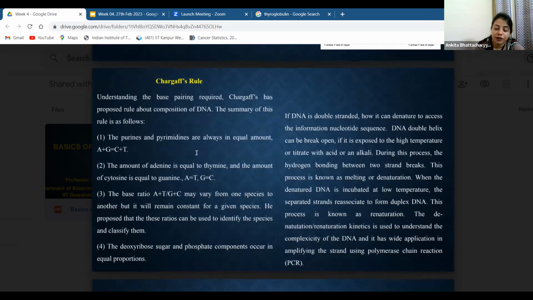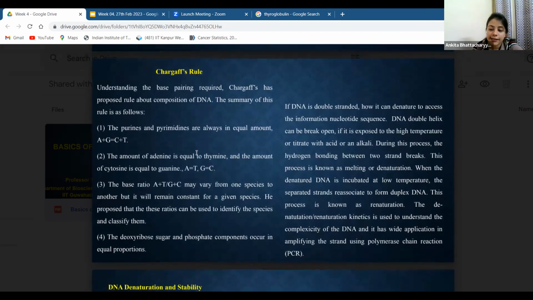Then comes Chargaff's rules. Chargaff explained that if you look at the entire base composition of DNA, you will find that purines and pyrimidines are always in equal amount. So the percentage A plus percentage G is always equal to the percentage C plus percentage T, which effectively means that the number of A equals the number of T, the number of G equals the number of C, and therefore you can predict.